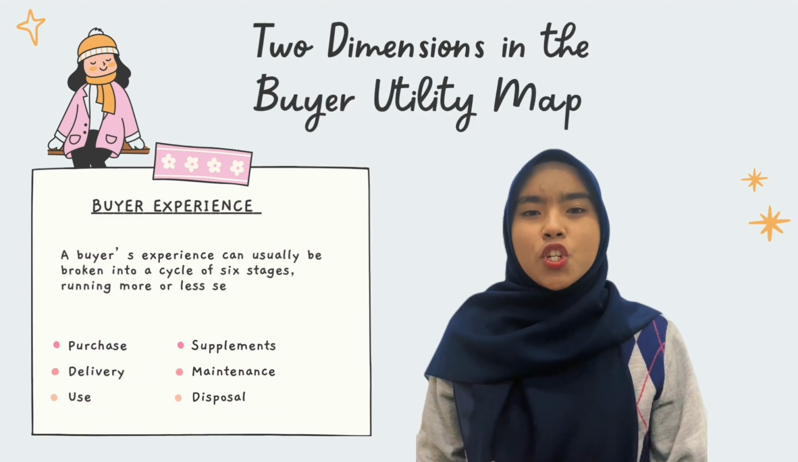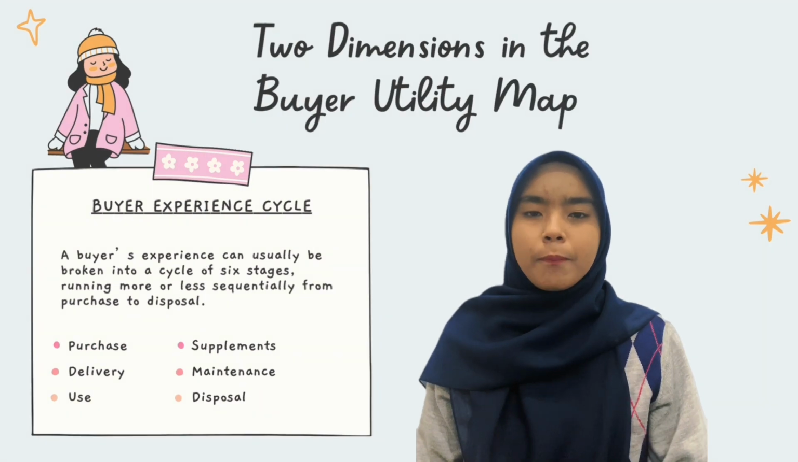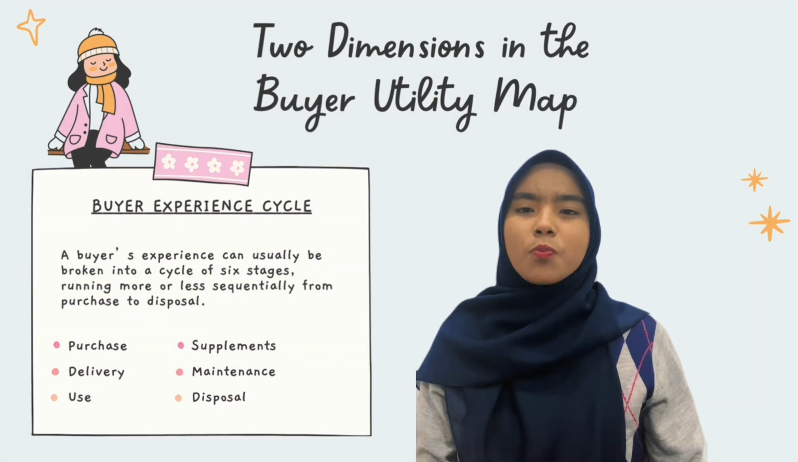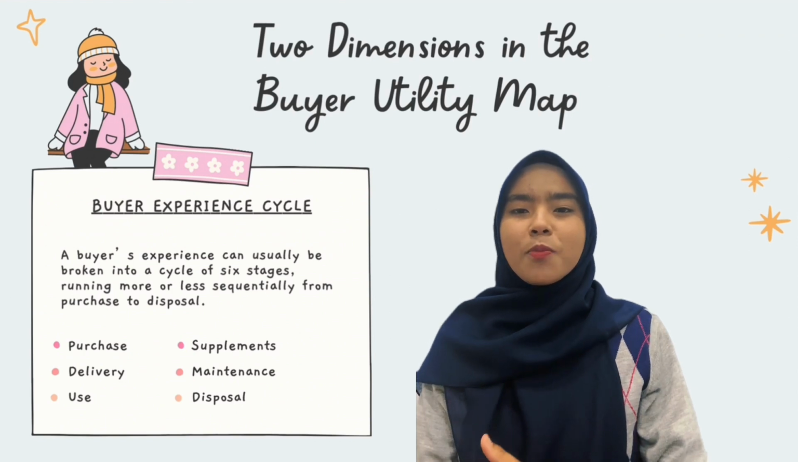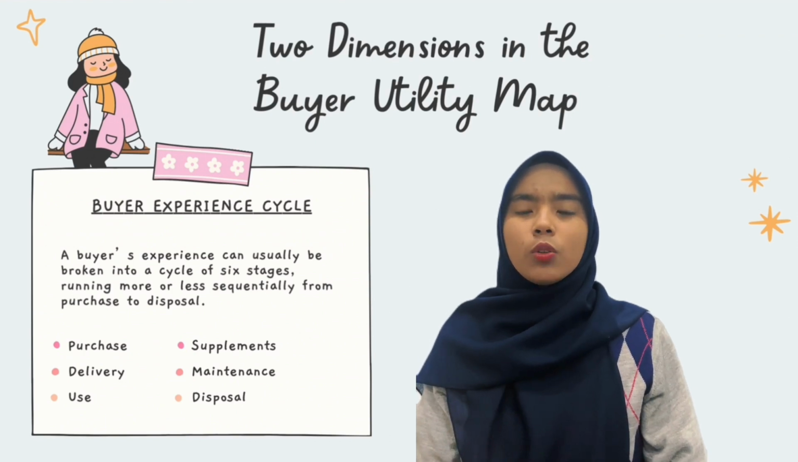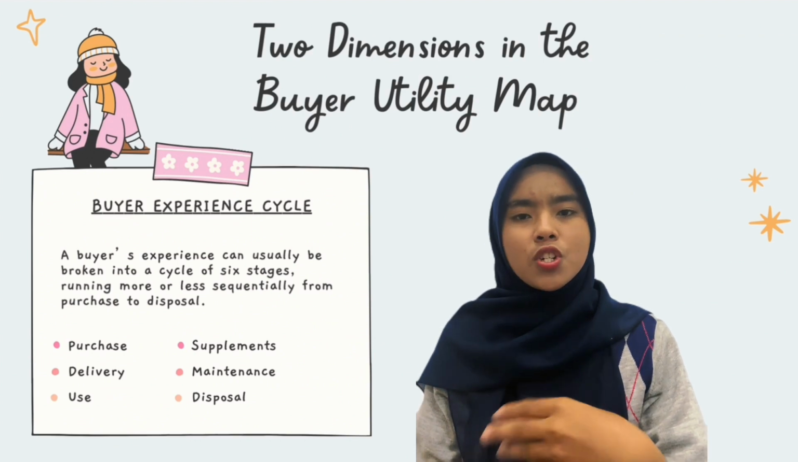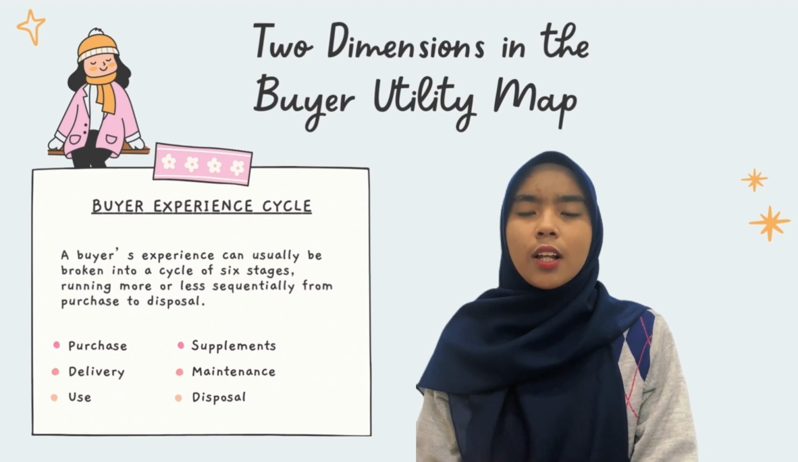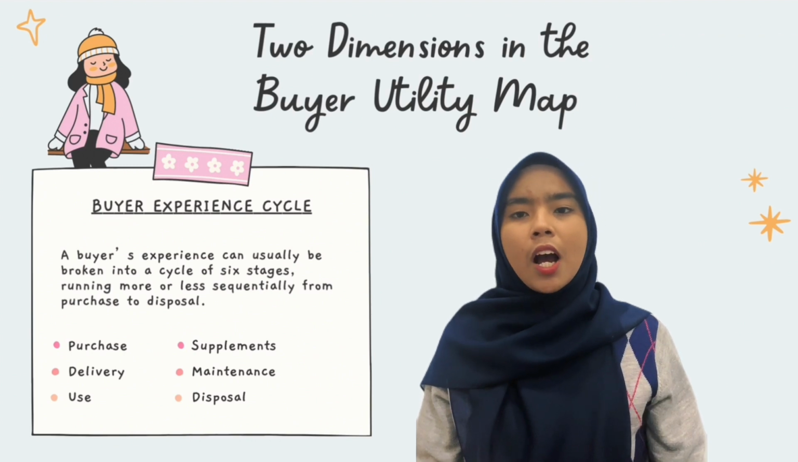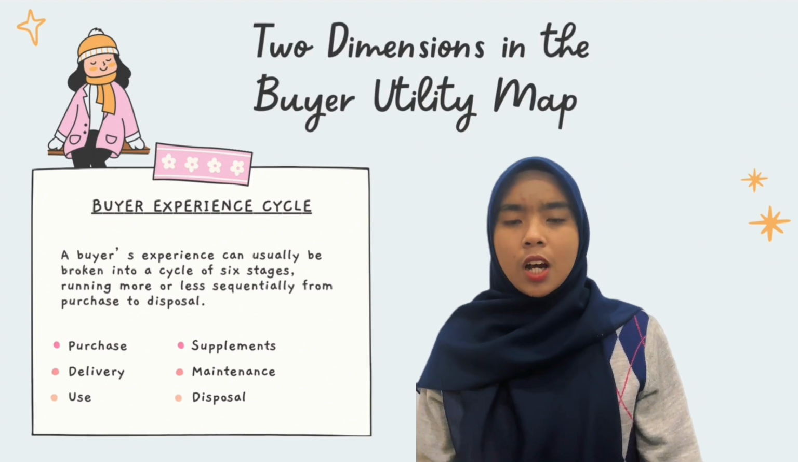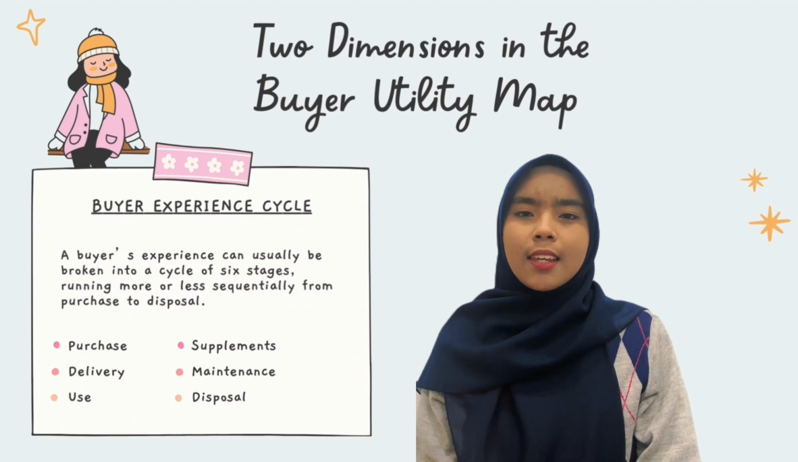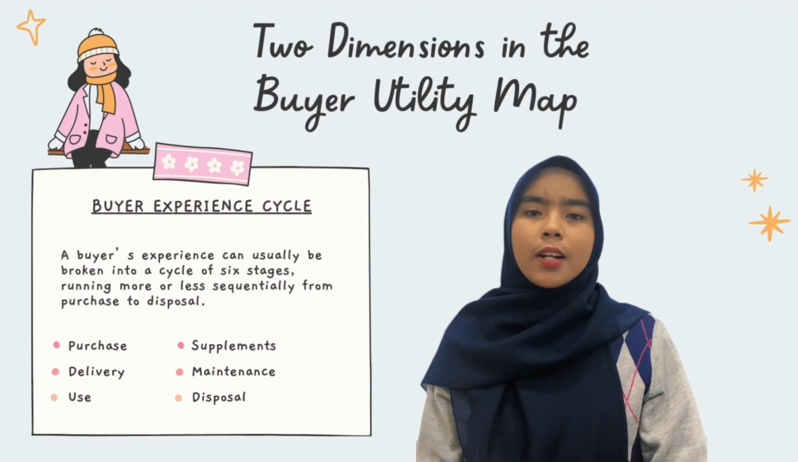There are 2 dimensions in the buyer utility map. The first one is the buyer experience cycle. A buyer's experience can usually be broken into a cycle of 6 stages, running more or less sequentially from purchase to disposal. In purchase, determine how long it takes to find the product, how accessible the place is, and how fast they can make a purchase.